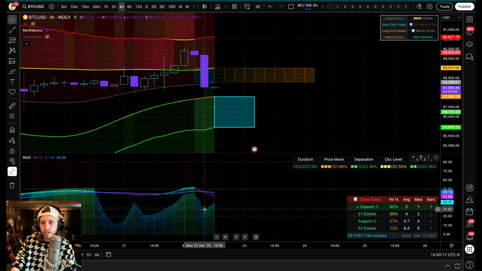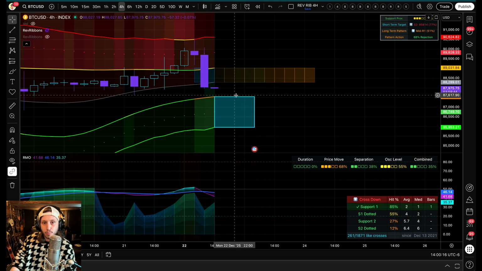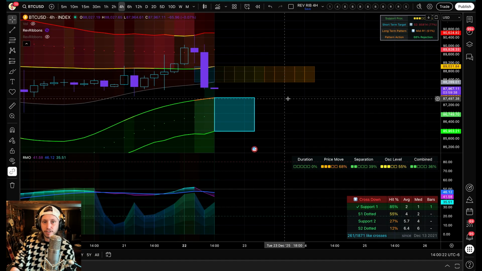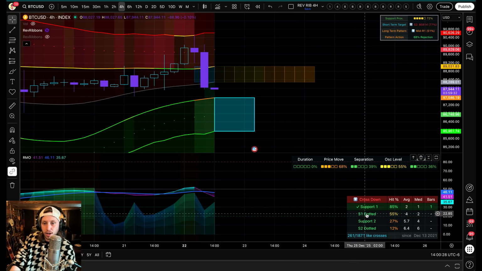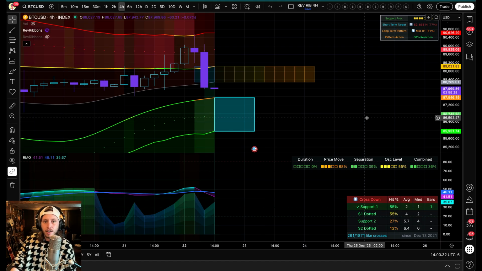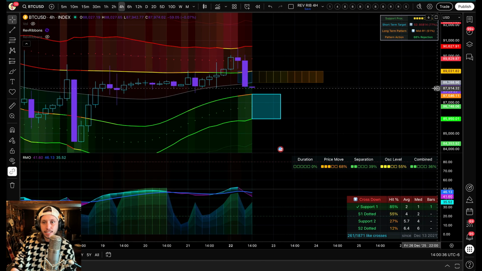This one's already crossed to the downside. Oh yeah, it just crossed to the downside. So there we go. And our support 1 band is the first target, which has an 85% chance of getting hit. So very high chance, and looks like it's already heading towards there, which is 87.5K. Our support 1 dotted has a 55% chance, and that's at 86.7K. So all short-term time frames point down. And yeah, I think that's everything.